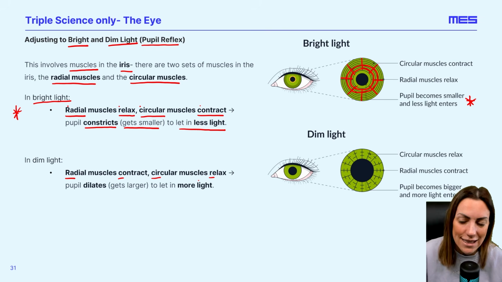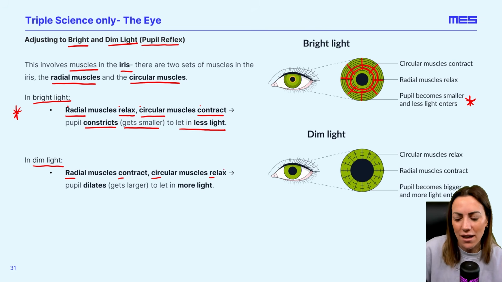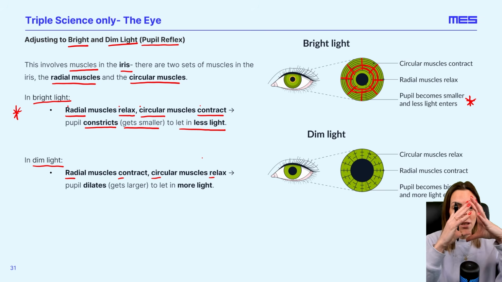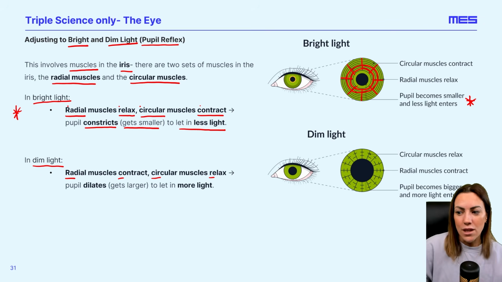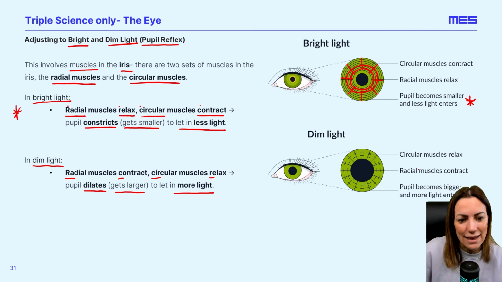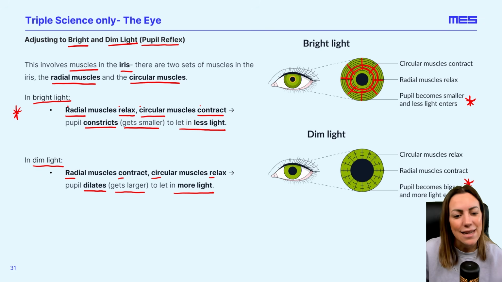And again, it's a little bit silly, but I think of it like it's dim light, it's quite dark, the letters can't see each other, so they don't match up. They don't go together. So we've got R and C and R, right? So the radial muscles contract, the circular muscles relax. And if you picture the circular muscles relaxing like this, the pupil will dilate or get bigger to let more light into the eye, as you can see here, to help you see in dim light.